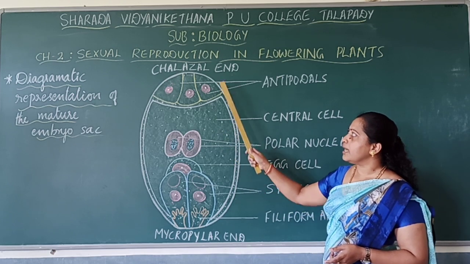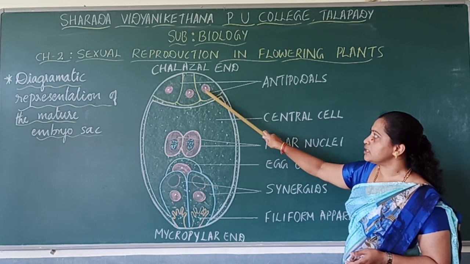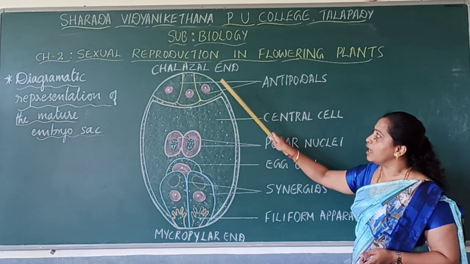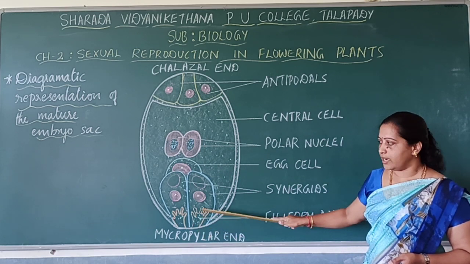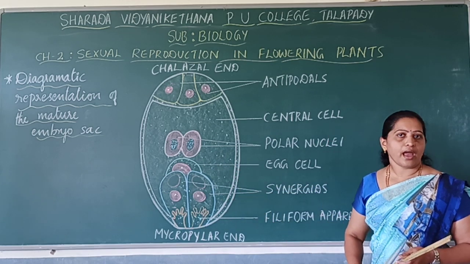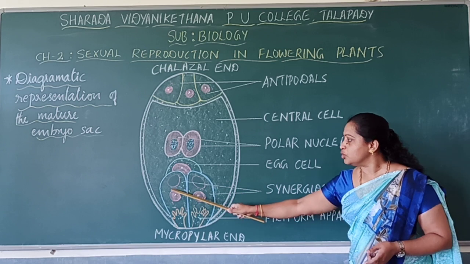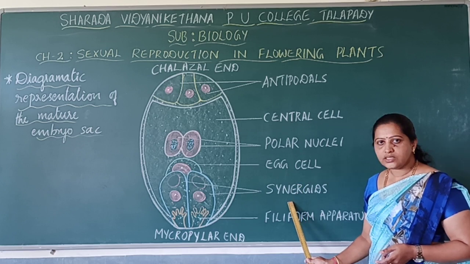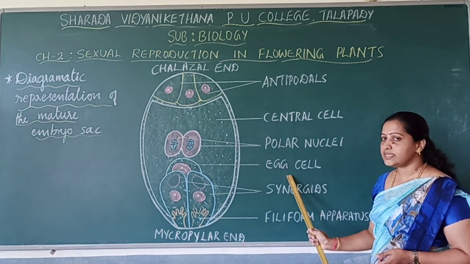So let us study the description of an embryo sac. The embryo sac has 2 ends, that is the chalazal end as well as the micropylar end. Towards the chalazal end, there are 3 cells known as antipodals. Opposite to the chalazal end is the micropylar end, and in the micropylar end there are 3 cells that are clubbed together to form the egg apparatus. So in each egg apparatus there are 3 cells. Among them, 2 of the cells found at the base of the micropylar end are called synergids, and there is one more cell in the egg apparatus, known as the egg cell.